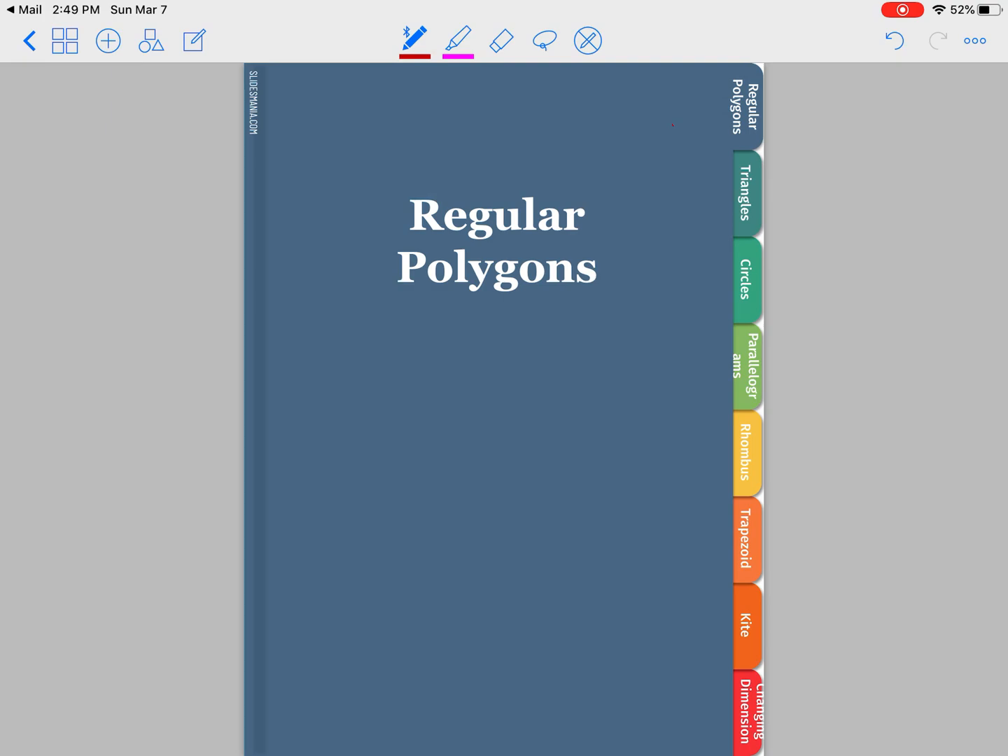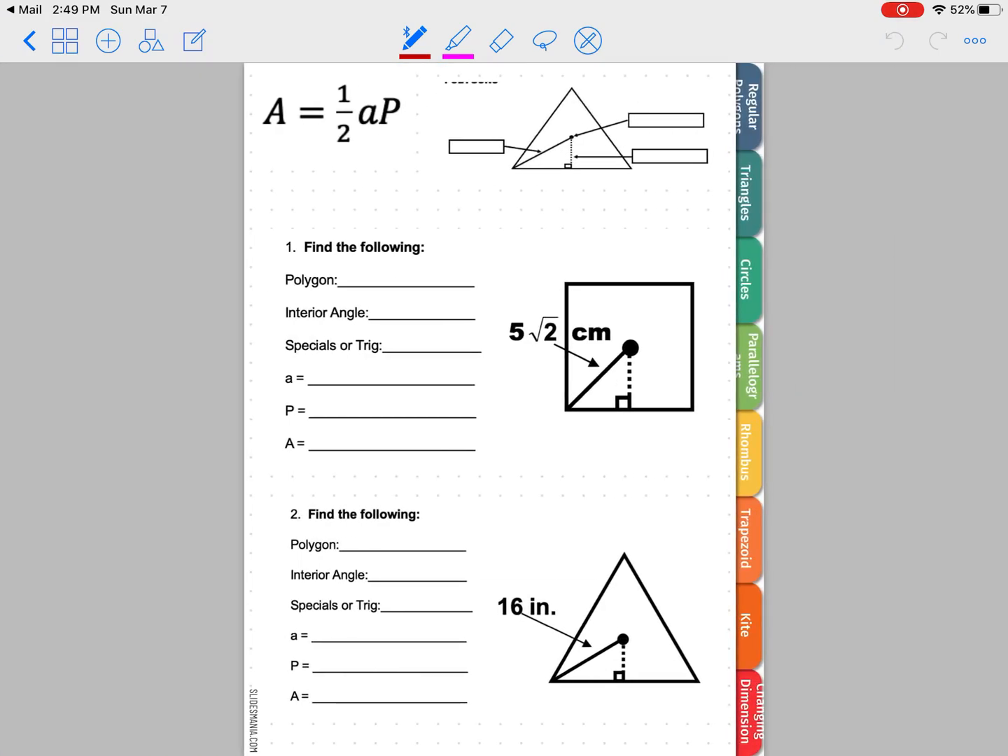regular polygon. And remember, a regular polygon means that it is a polygon where all sides and all angles are the same. And so the formula for that is right up here at the top. And let's talk about what some of these variables mean. The capital A at the very beginning is area, and then we're going to take half of the product, so we're going to multiply, and that little a stands for apothem.